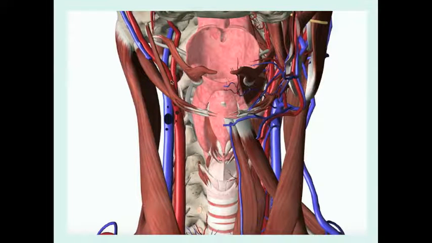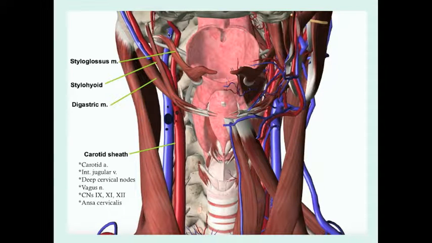Okay, so now we're going to look at the parapharyngeal space. So where are our landmarks? Here's your styloglossus muscle, which comes from the styloid process to the tongue, and then your stylohyoid muscle, which comes from the styloid process to the hyoid bone, which I've dissected here, and then the digastric muscle, which also goes to the hyoid bone. These muscles make up the lateral border of the parapharyngeal space.